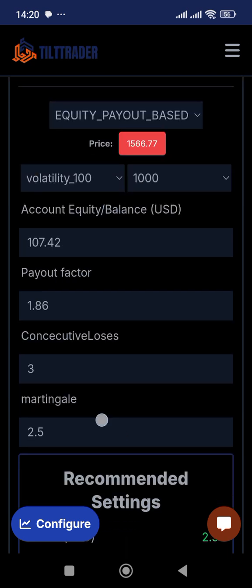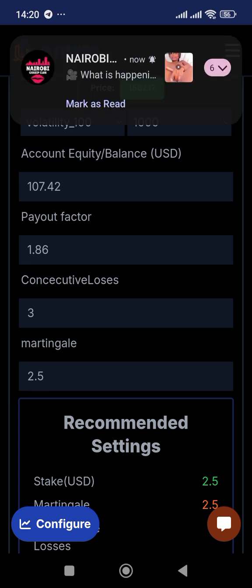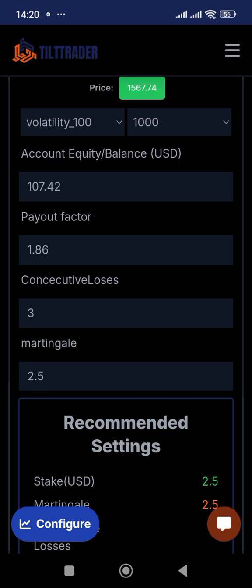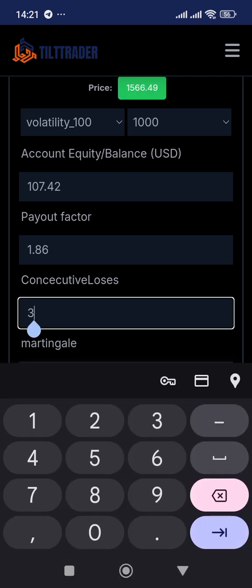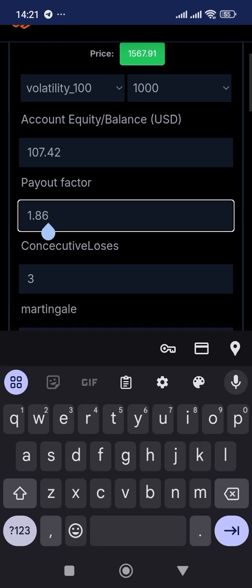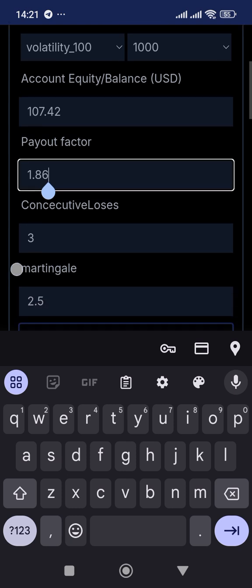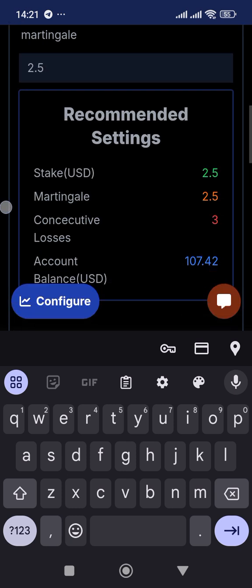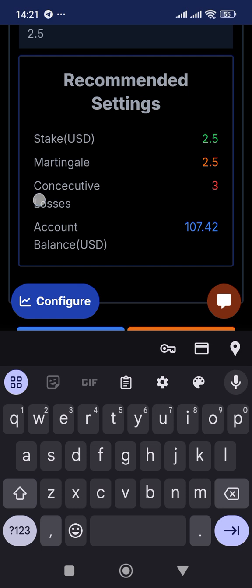So for example, you have a strategy that maybe can go up to 3 losses, 4 losses, and so forth. So you need to add that as consecutive losses here. And maybe the payout factor for even and odd is 1.86 when using most of the third-party apps. That's for even and odd. And then you write that down, and then it will tell you now the recommended settings.